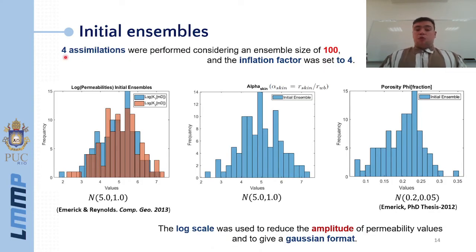The ES-MDA performed 4 simulations considering a sample size of 100, and the inflation factor was set constant and equal to 4. The log scale was used to reduce the permeability values and give the Gaussian format required for the method. To create the initial distribution, a normal with mean 5 and a standard deviation of 1 was used for both the log permeability distribution and the alpha skin, which correlates the well and skin radius. For the porosity, a normal distribution with mean 0.2 and a standard deviation of 0.05 was used.